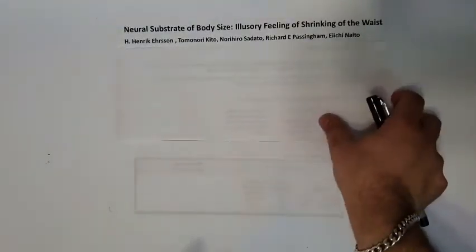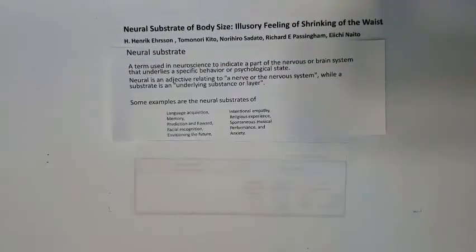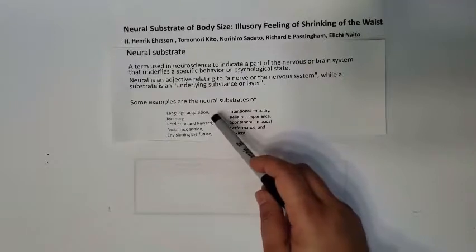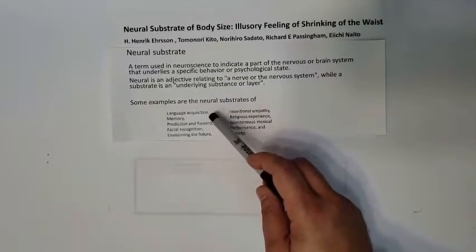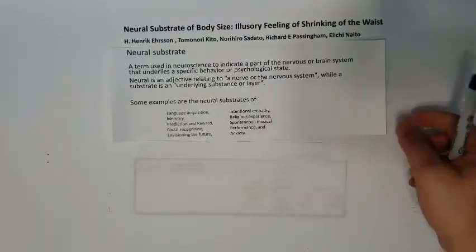To talk about the first key term, the neural substrate. The neural substrate is the terminology used in neuroscience to indicate the part of the nervous system or the brain system that underlies a specific behavior or psychological state. For example, if you are interested in language acquisition, the underlying processes of the brain that are responsible for acquisition and processing of language will form the neural substrate.